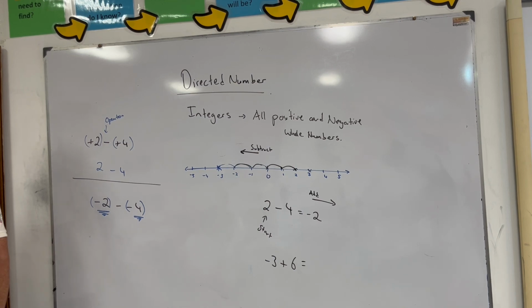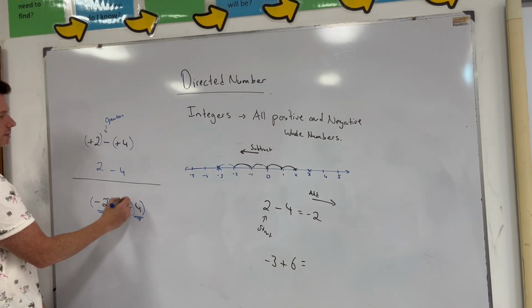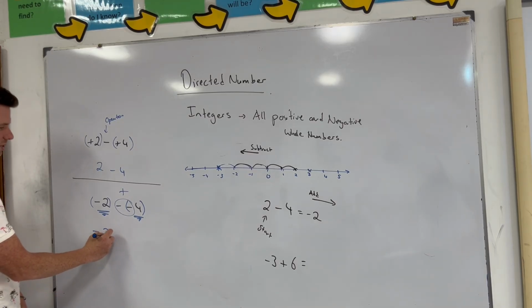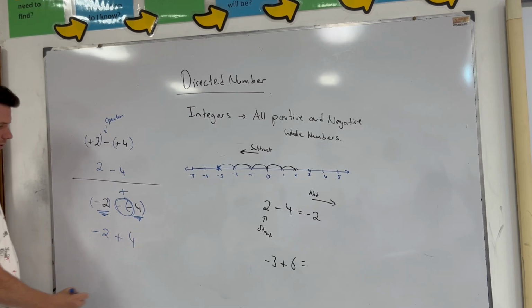So if I owe someone $10 and they say, no, don't worry about it, it's like I gained $10, isn't it? So a minus minus, subtracting a debt, is a positive. A minus minus is a positive. So minus 2, and this minus minus can be rewritten as plus 4.